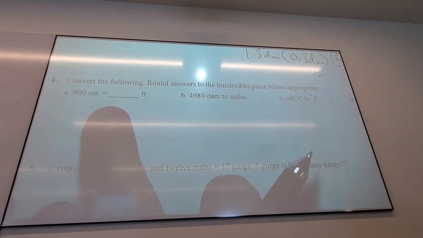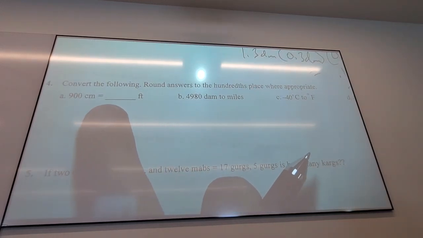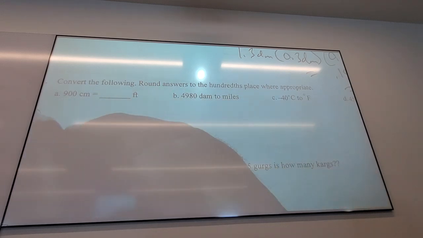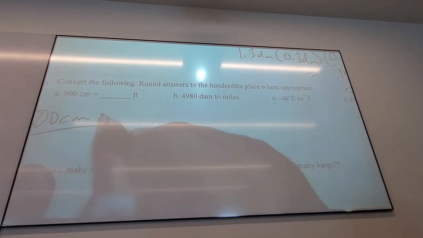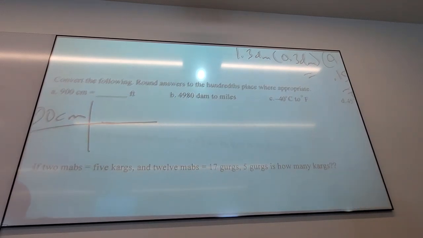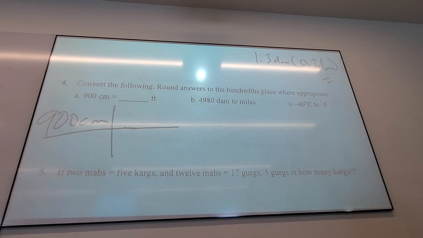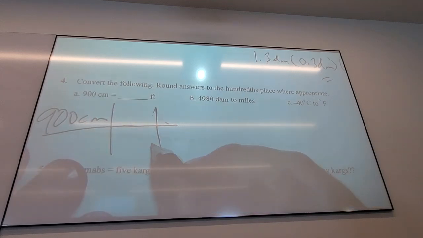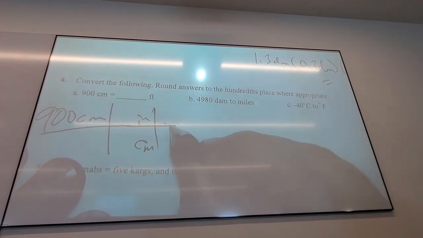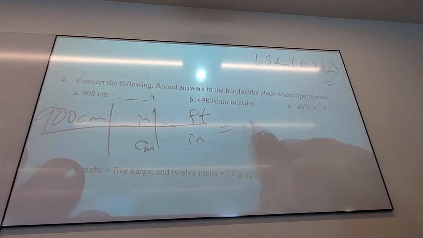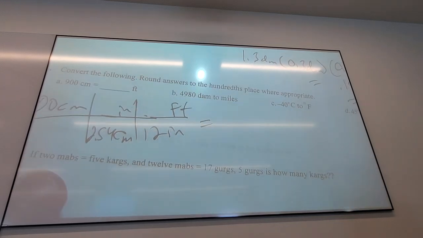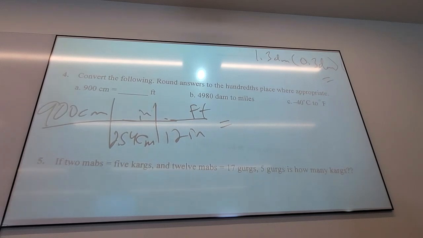Then I start going between the systems of measurement. 900 centimeters, I want to go to feet. So what's one path somebody took? Went from centimeters to inches, okay? And then from inches to feet. So this would be 2.54 of these, and this will be 12 of these. So in my calculator, I'm going to put 900 divided by 2.54 divided by 12, yes?